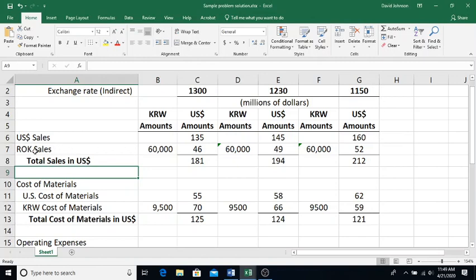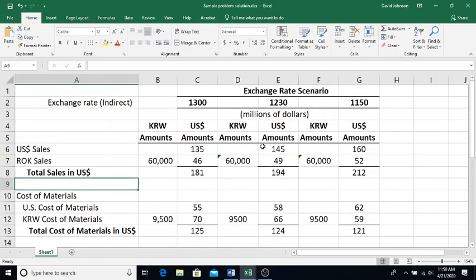Now we have ROK sales, actually, or won sales, of course. As a matter of fact, that's what that, I'll change that, KRW sales, are 60,000 million. So all these amounts are in millions of units of currency. I'll have to change that too, but I'm not going to go back and start this video over. There's our millions of dollars of sales. There's the 60,000 each time.